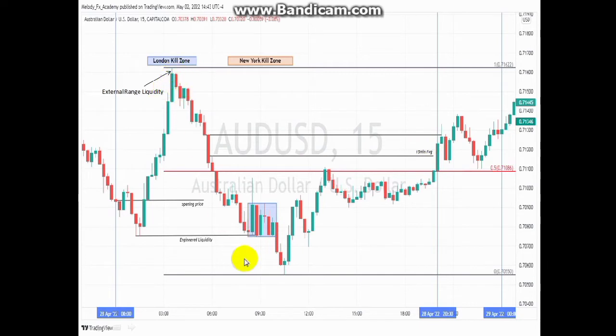So this was a huge displacement. I was actually looking to go long from here and exit on the 15-minute fair value gap, which is above equilibrium in the premium sector of this range. That was how I went long, even though my bias was bearish.